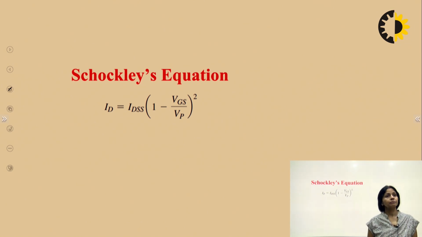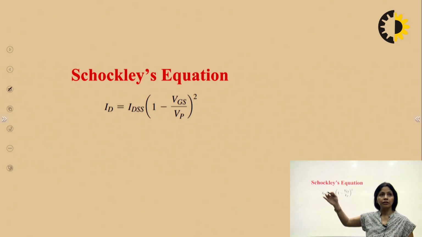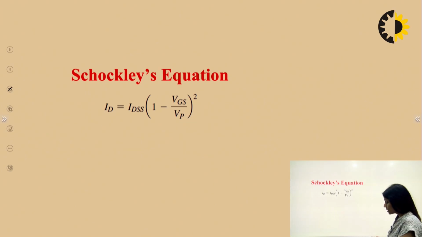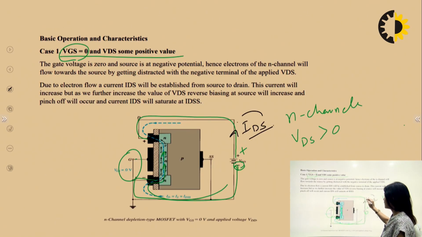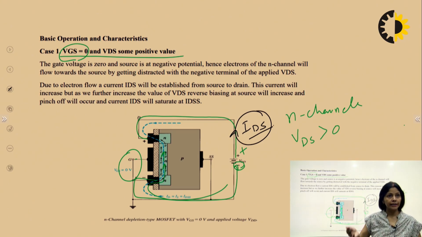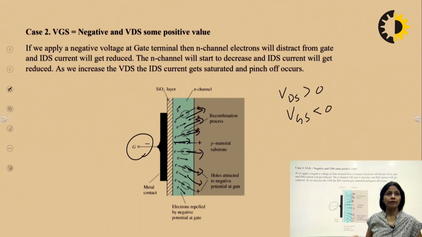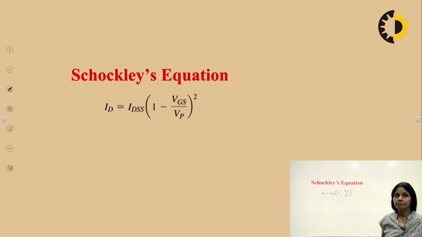Now we will write Shockley's equation. You must write Shockley's equation. ID is equal to IDSS times (1 minus VGS upon VP) squared. Now, what is VP here? Okay, now I will explain each term. ID we have seen right here. This was my ID, drain current. This ID I am mentioning here as ID. Whatever the case is, whatever the voltage VDS is, the current will be termed as ID, drain current.